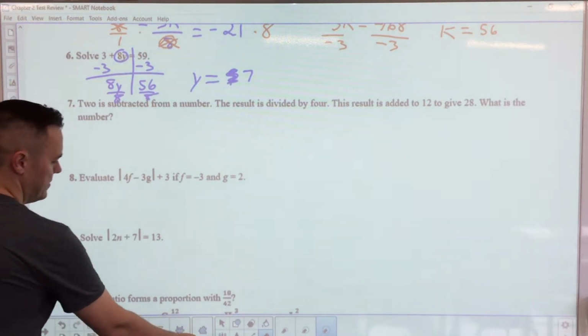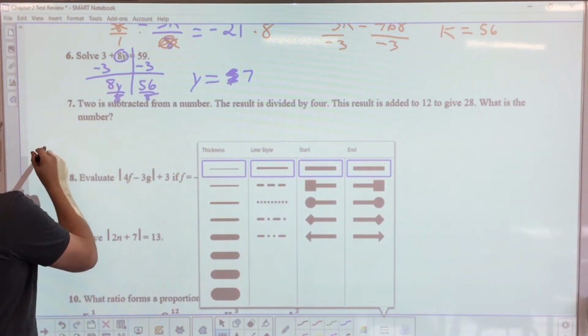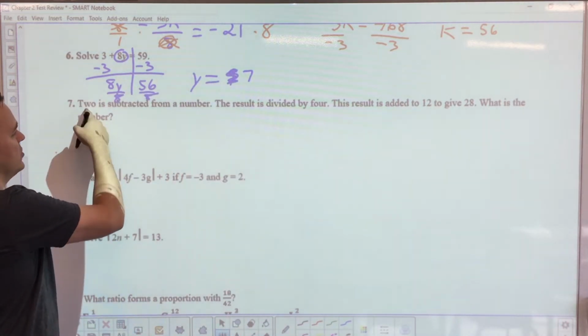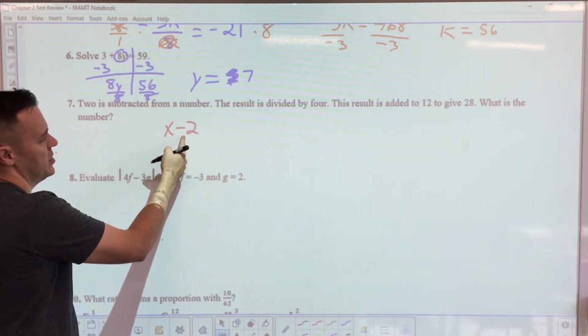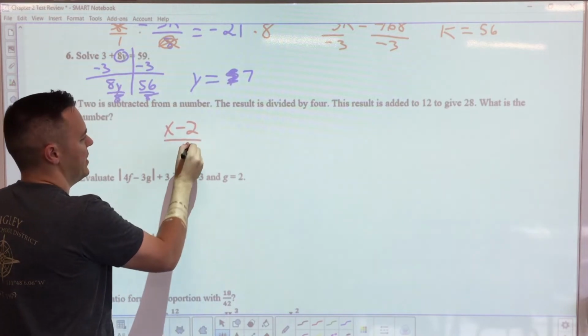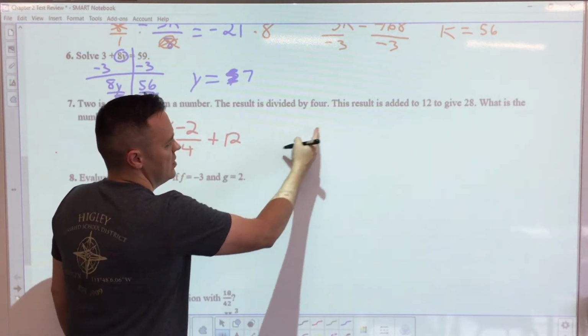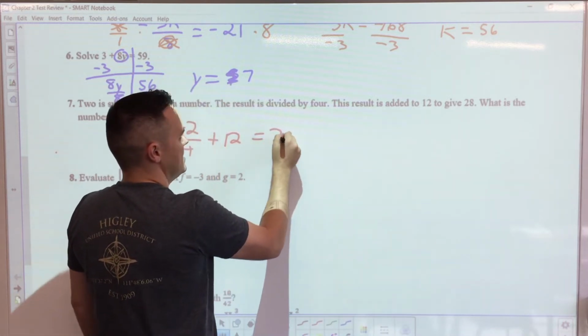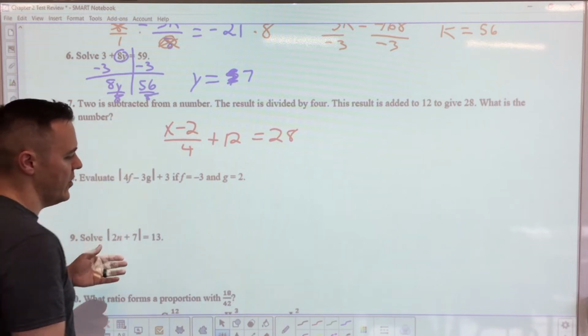All right, so let's keep going. I had to edit the video real quick. So let's write this down. 2 is subtracted from a number. Okay, so you're going to subtract 2 from a number. The result is divided by 4. This result is added to 12 to give you 28. What is the original number? So what is x? So let's solve for x, okay?